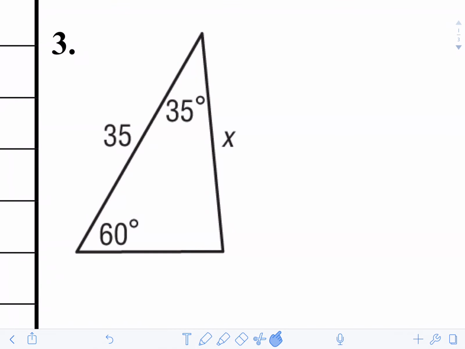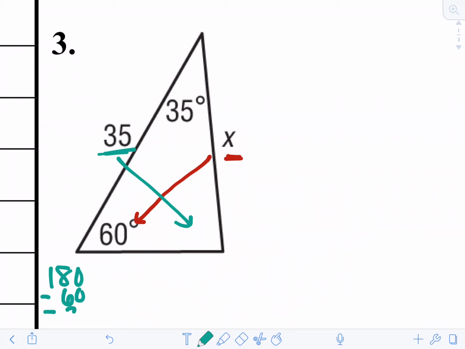All right, 2 more. So again, you look for your sides. So this is across the 60, and then my other side I have is 35. I can figure out what my angle measurement is by doing 180 minus 60 minus 35. And that will end up getting me 85.